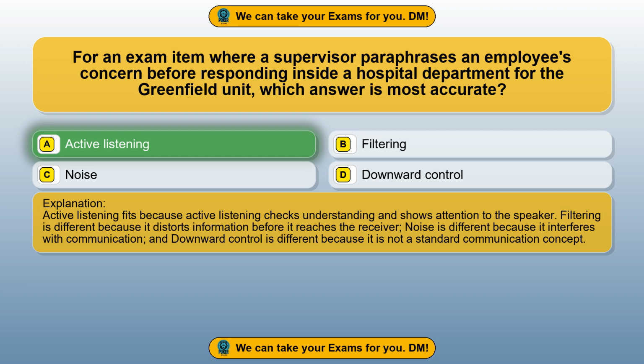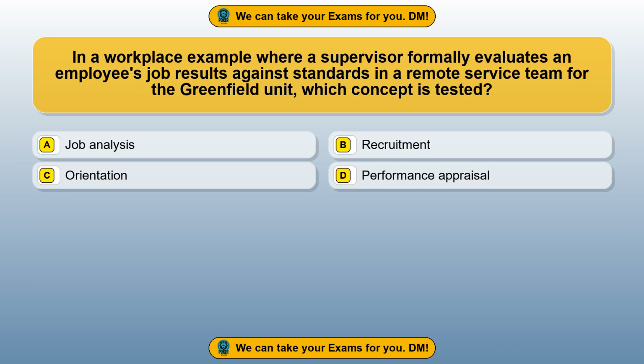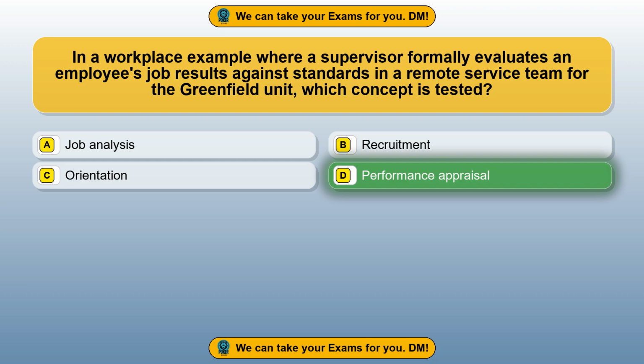Question 44. In a workplace example where a supervisor formally evaluates an employee's job results against standards in a remote service team for the Greenfield unit, which concept is tested? Option A, job analysis. Option B, recruitment. Option C, orientation. Option D, performance appraisal. The correct answer is option D, performance appraisal.